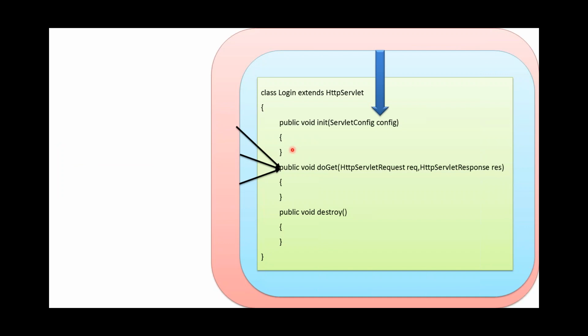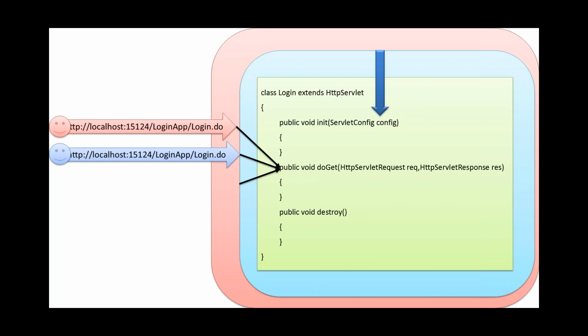Now, public class login extends HttpServlet. If you have written this code, first the container will call which method? Init method. After it has called the init method, for each client request it calls your doGet or doPost. Now, when it is done, at the end, it calls the destroy method. So if you observe from this diagram, your init method and the destroy method are called only once during the life cycle of the servlet, whereas your doGet or doPost, that is your service method, is called for each client request.